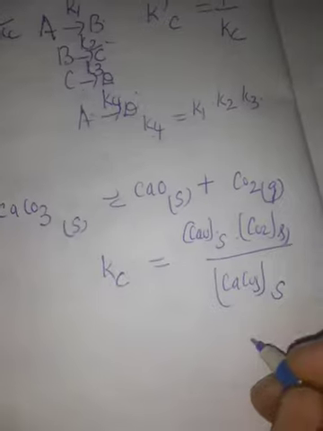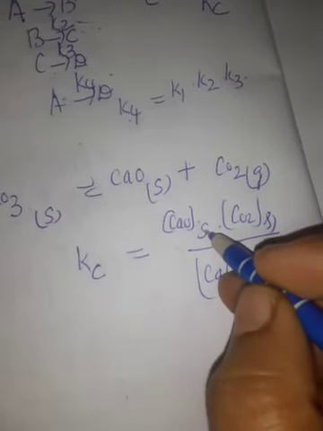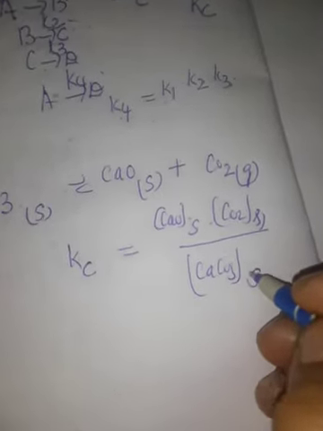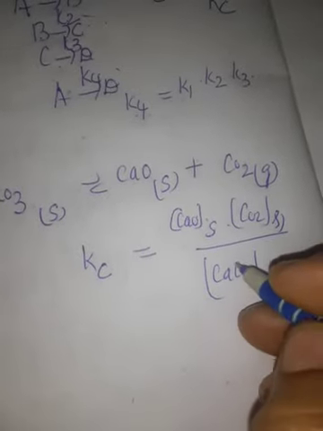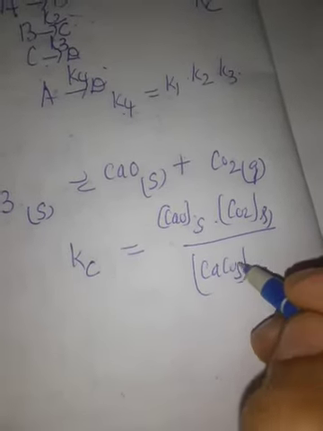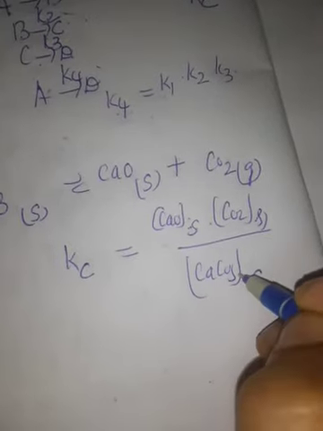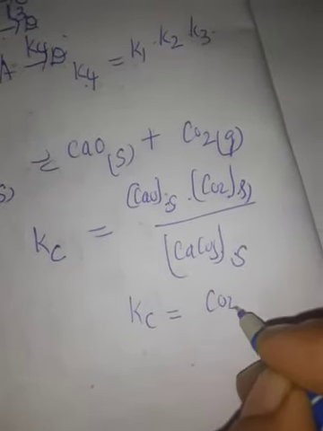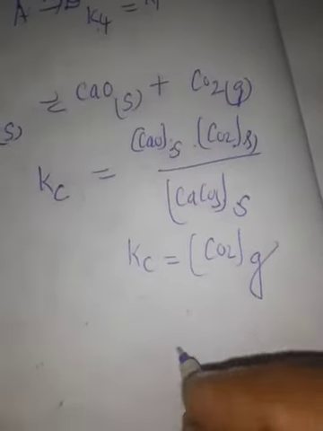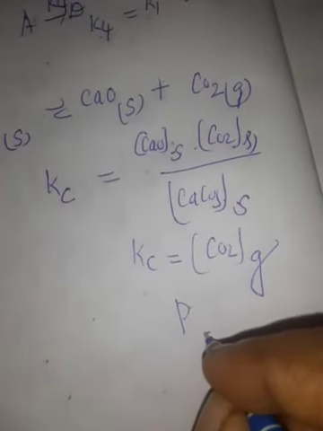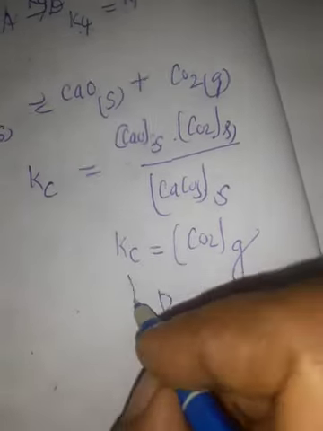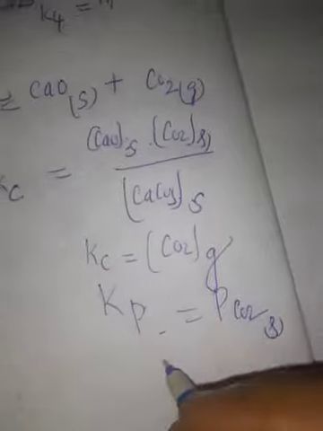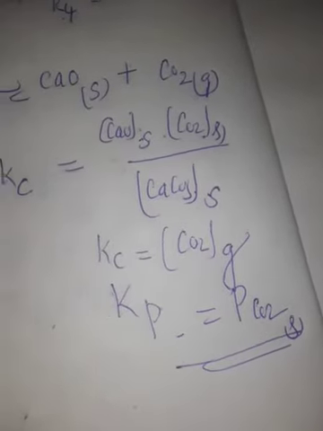Here, a pure solid has the same concentration at a given temperature. So the concentration of a pure solid is a constant, kept constant. So the above expression becomes Kc is equal to the concentration of CO2 gas. If it is a partial pressure, that is Kp, it is equal to the pressure of CO2 gas. Only this term is used. This is for heterogeneous equilibria.